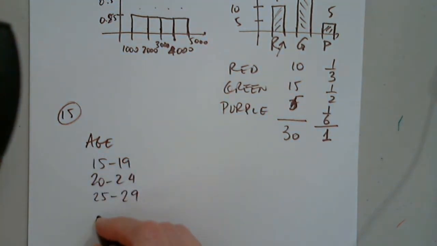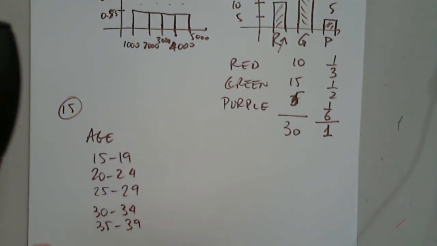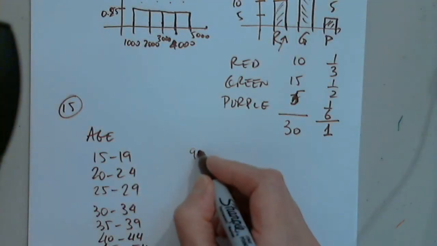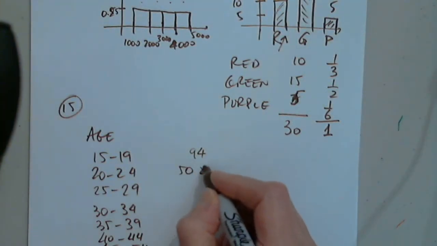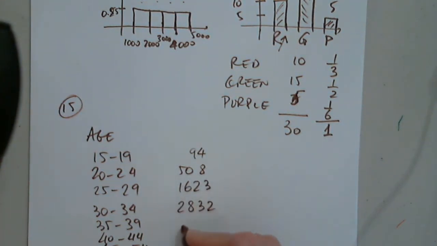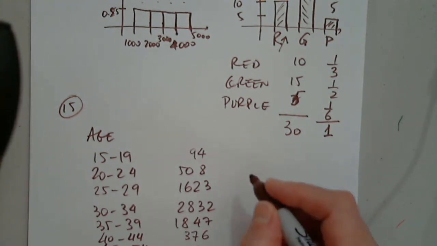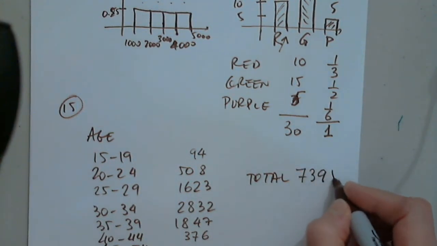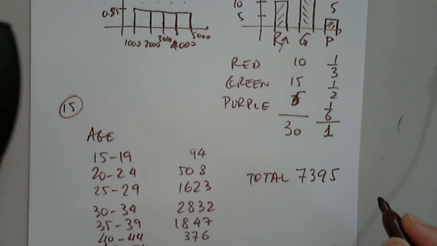Yes, that's it. 30 to 34, 35 to 39, 40 to 44, and the last one, 45 to 54. Okay, so then we have 94, 508. If anyone could give me the total, that would be fantastic. The total is 7,395. Yes, ma'am. Perfect.